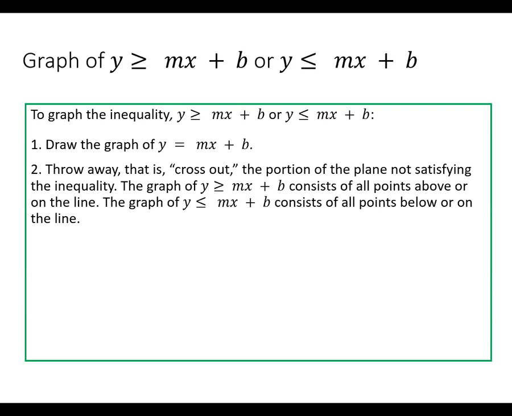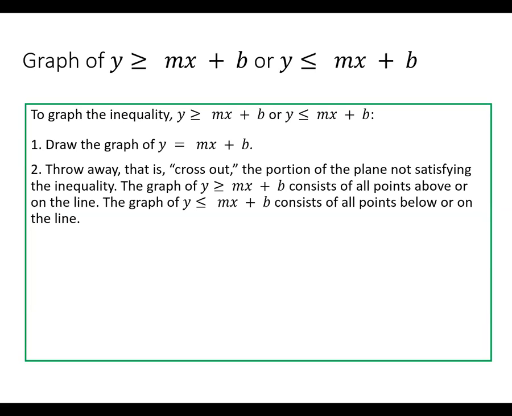So next we're going to talk about a different kind of inequality. It's the same thing as what we just did, except now we don't just have a value. We're going to come up with a line that's diagonal. And we're still going to cross out the portion that does not satisfy the inequality. So look at the second sentence and the third sentence. The graph of y is greater than or equal to mx plus b consists of all points above or on the line, and the graph of y is less than or equal to mx plus b consists of all points below or on the line.